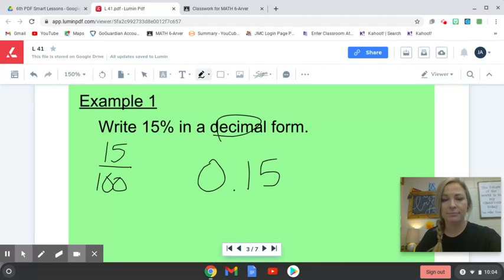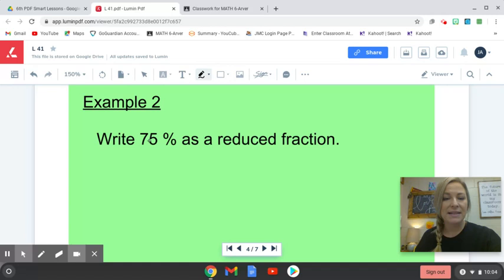Take a look at example number 2. Write 75% as a reduced fraction. So give this one a try. The previous slide was a decimal example. This one's a fraction example. Unpause your video when you're ready to check your work.